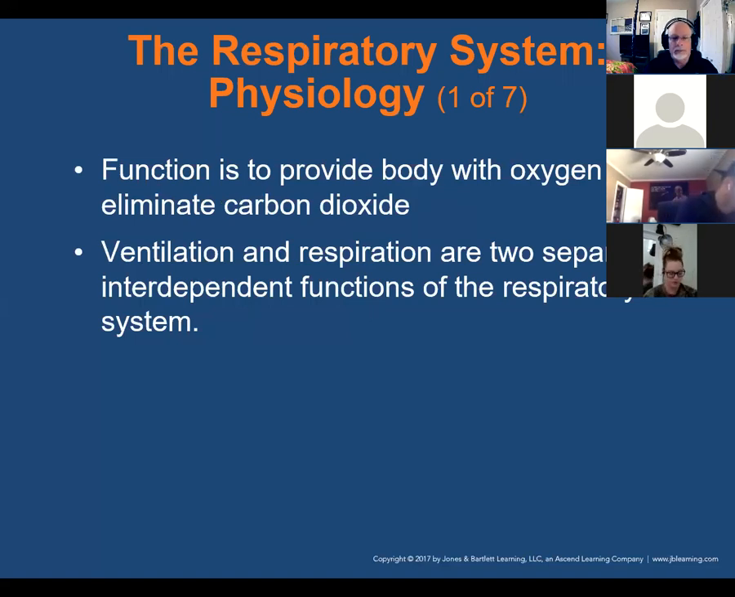How do we get air out? All those muscles relax, and the pressure gradient reverses. The pressure inside the chest is greater than the pressure of the ambient air around the person, so the air moves back out. We call that ventilation, moving air in and out.